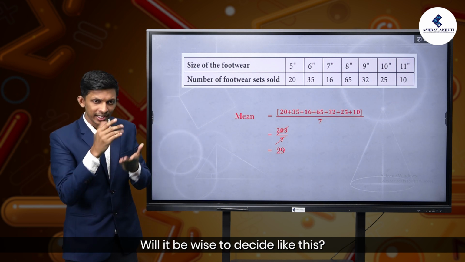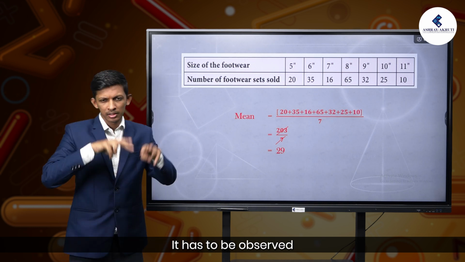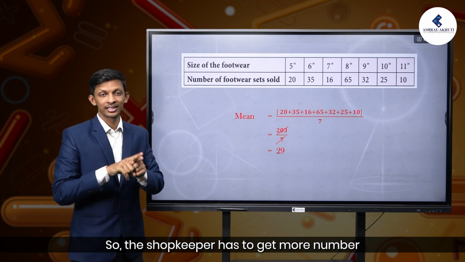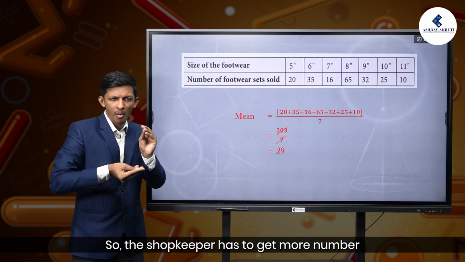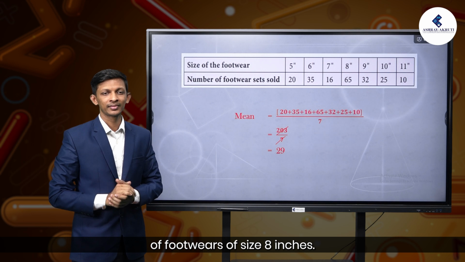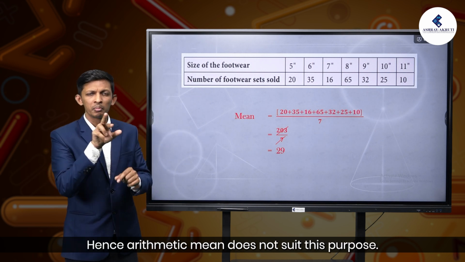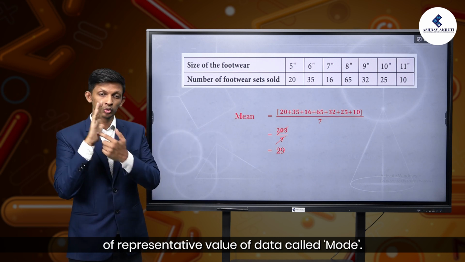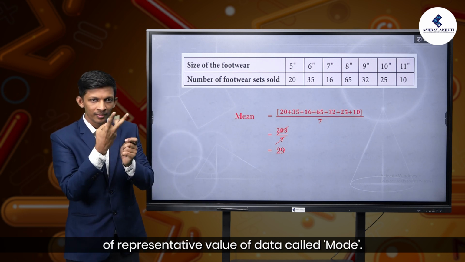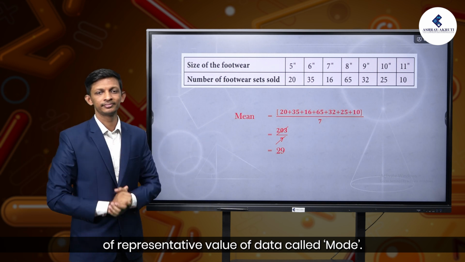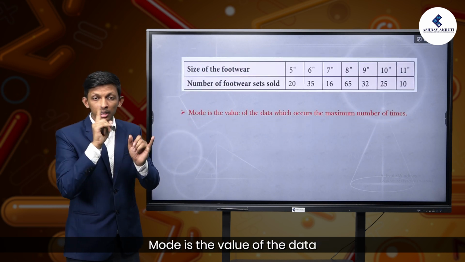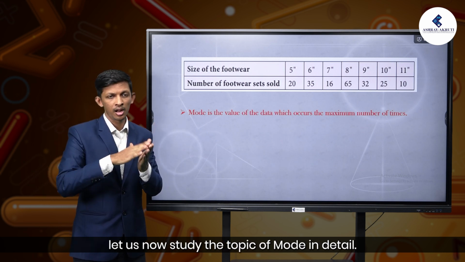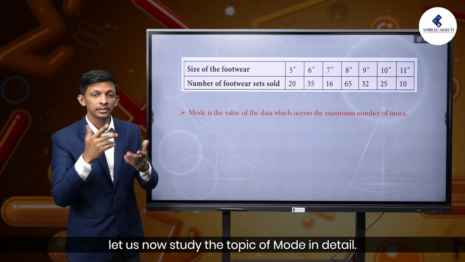Will it be wise to decide like this? It has to be observed that the maximum purchase falls on footwear of size 8 inches. So, the shopkeeper has to get more footwear of size 8 inches. Hence, the arithmetic mean does not suit this purpose. Here, we need another type of representative value of data called mode. Mode is the value of the data which occurs the maximum number of times. Let us now study the topic of mode in detail.